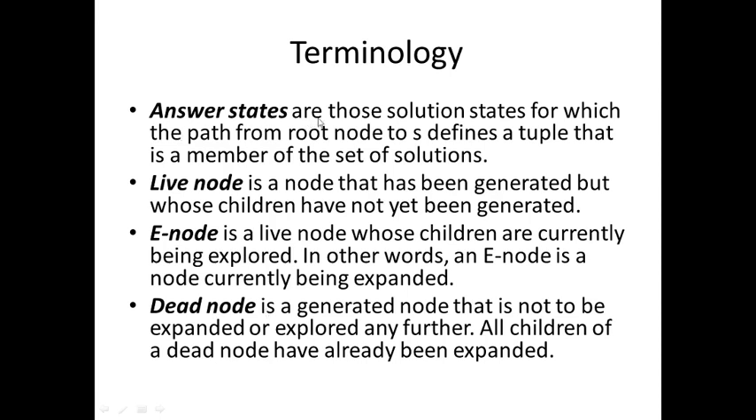Answer states are the solution states for which the path from the root node to s is an answer node, defining a tuple that is a member of the set of solutions. They are actually part of the solution. A live node is a node that has been generated but whose children have not yet been generated. An E-node is a live node whose children are currently being explored. A dead node, as we have already seen, is a dead end. All children of a dead node have already been expanded, therefore there is no scope for the dead node.